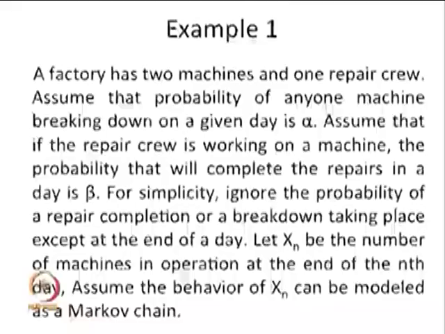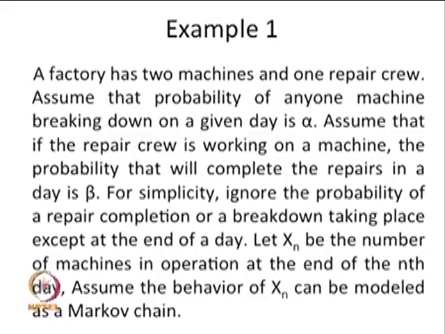For simplicity, ignore the probability of a repair completion or a breakdown taking place except at the end of a day. That means we observe the system at the end of the day, how many working machines are in the system. Let X_n be the number of machines in operation at the end of the nth day. Assume that the behavior of X_n can be modeled as a Markov chain.